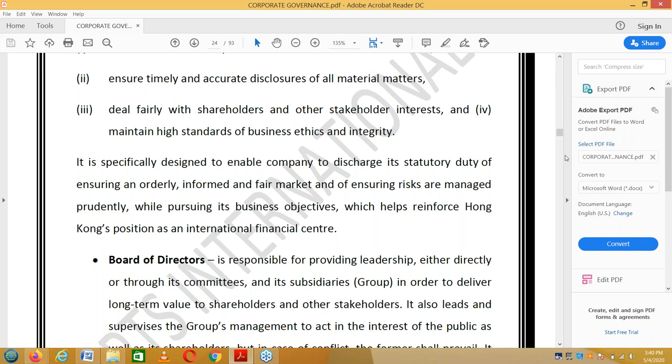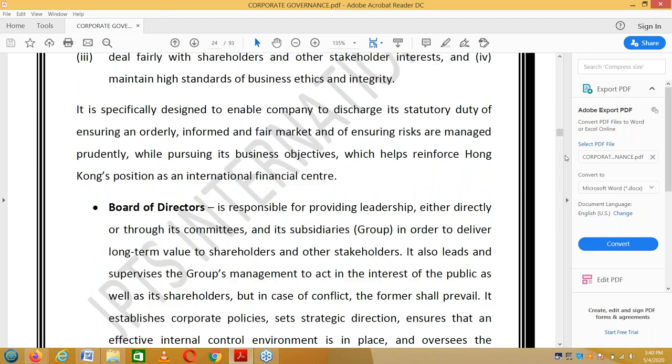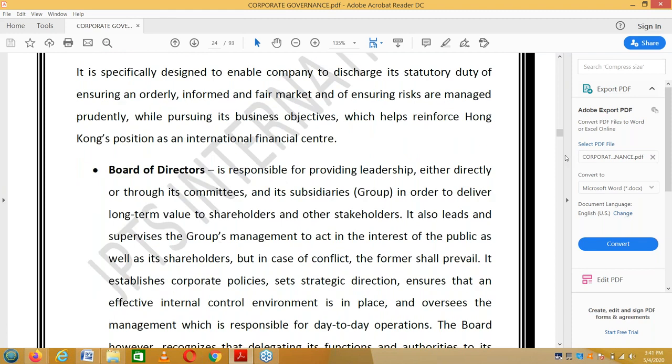Now, we have the board of directors, which is responsible for providing leadership, either directly or through its committees and its subsidiaries, in order to deliver long-term value to shareholders and other stakeholders. Now, the board of directors also leads and supervises the group management to act in the interest of the public as well as its shareholders. But in case of conflict, the former shall prevail.